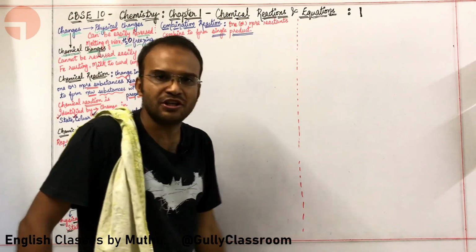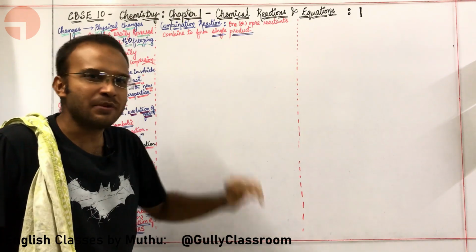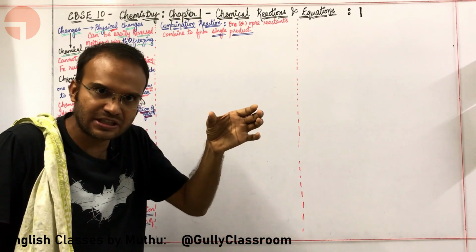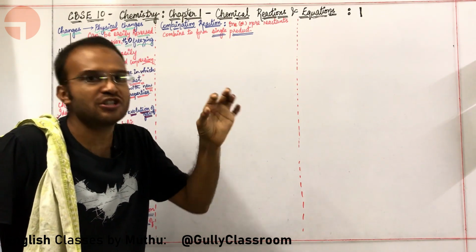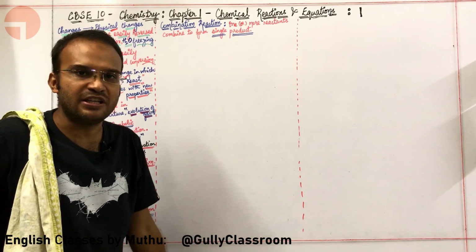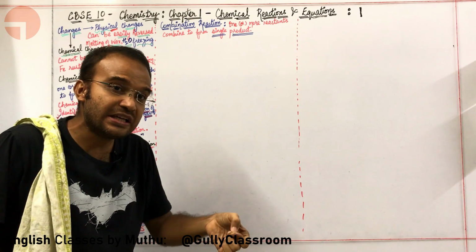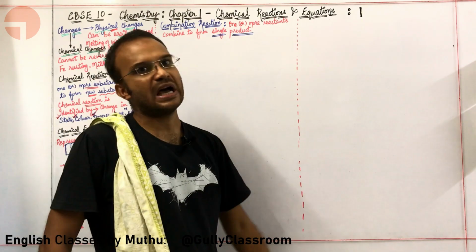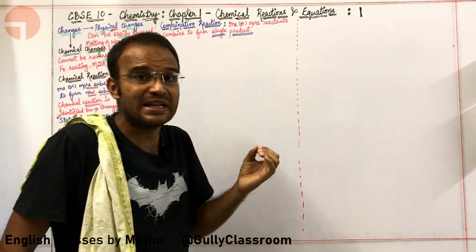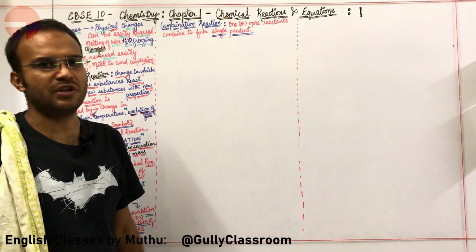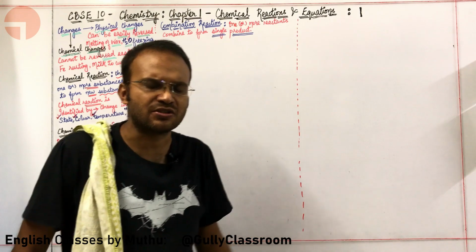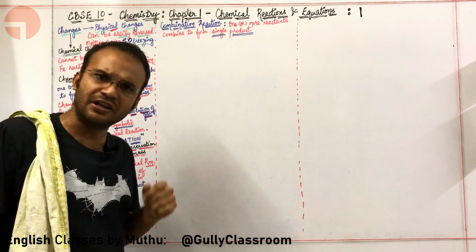In chemical reactions and equations, we will study what chemical reactions are, how chemical reactions are represented using chemical equations, and what skeletal chemical equations and balanced chemical equations are. We will also learn how to balance each and every chemical equation. Then we will look at the 5 different kinds of chemical reactions. What are the 5 different kinds of chemical reactions, sir?